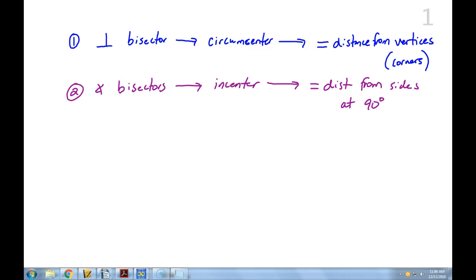The other little thing was the incenter is always inside the triangle. The circumcenter could be inside, outside, or on the triangle, depending on if it's obtuse, acute, or right.